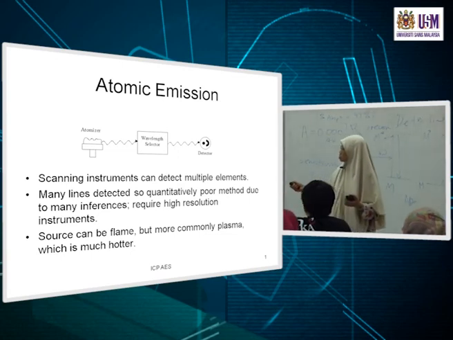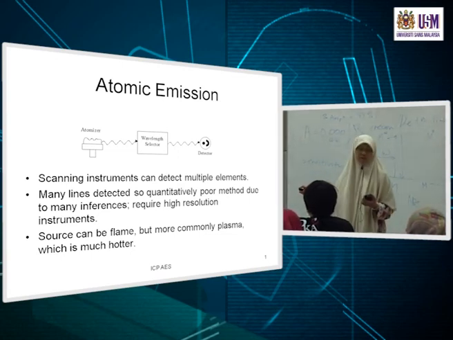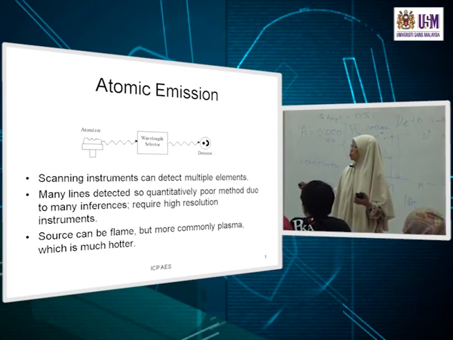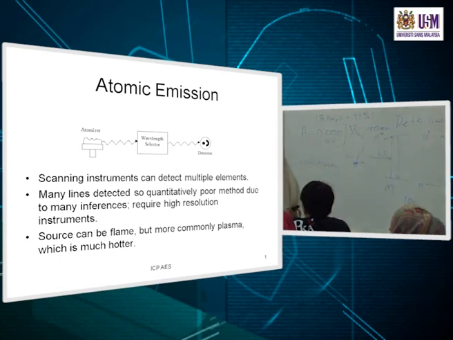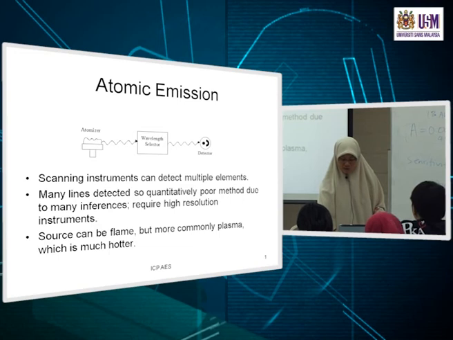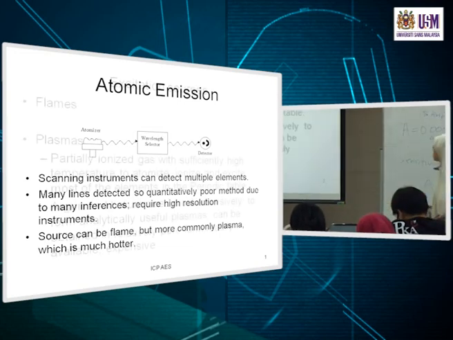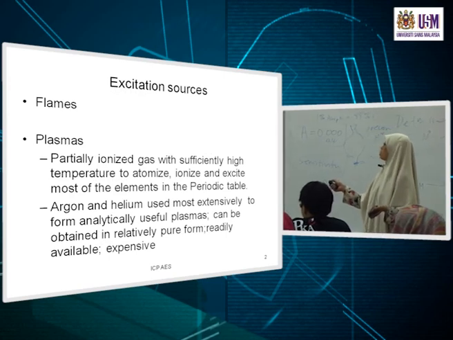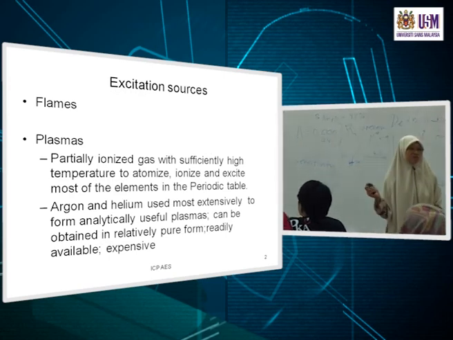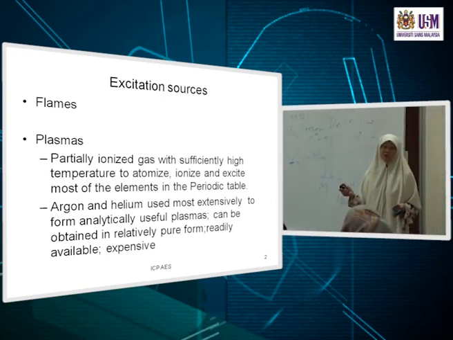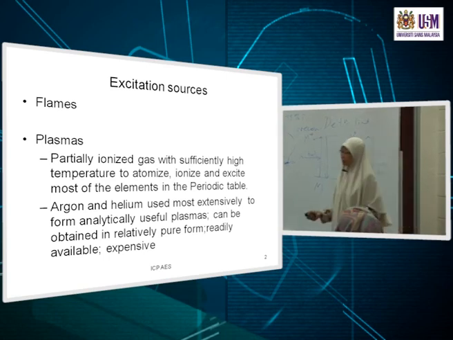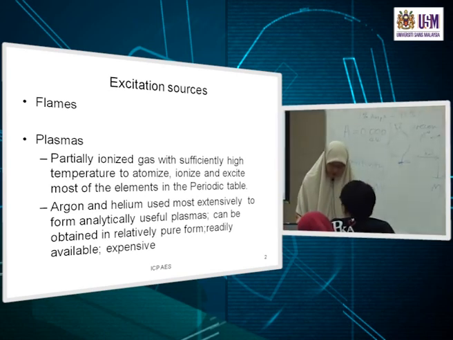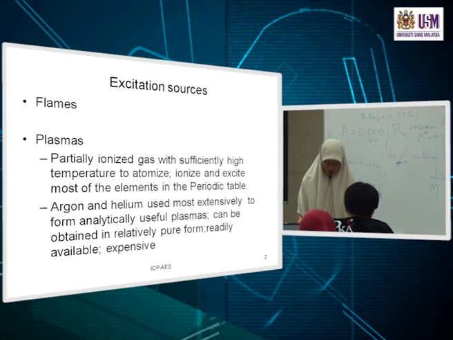So when you talk about source in atomic emission, you don't talk about a lamp. You talk about the source of your emission, where you get your atoms emitting light. So it can be a flame, lower temperature compared to a plasma, which is almost three times hotter. Now you call them excitation sources. They are not sources of light per se, like your hollow cathode lamp or your electrodeless discharge lamp. They are excitation sources. So you have the flame or the plasma. The flame is the same flame that we saw in AAS.